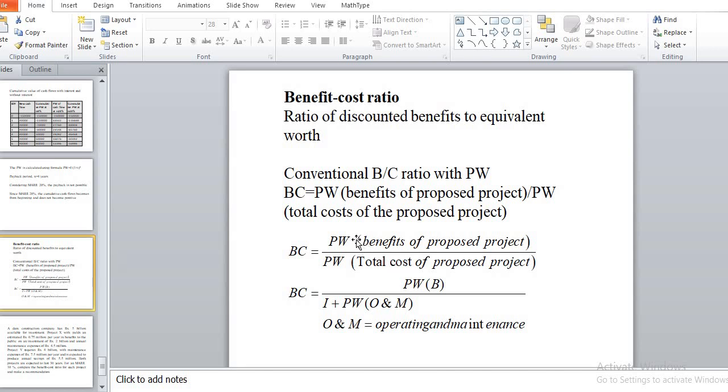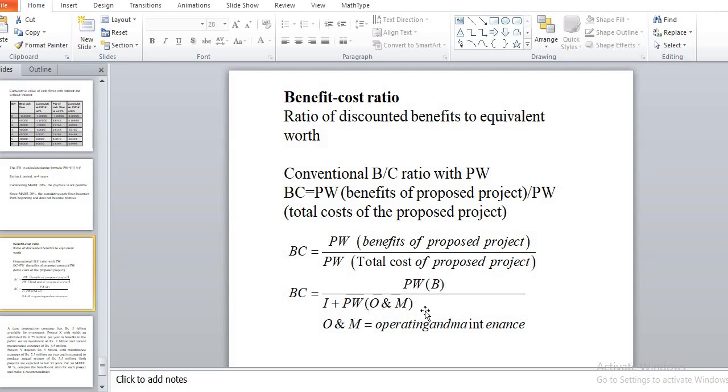Now, using present worth, we take the present worth of the benefits of the proposed project and the present worth of the total cost of the proposed project. Now the total cost of that project is nothing but the investment and the operating and maintenance cost. So the denominator becomes investment plus the present worth of operating and maintenance cost.